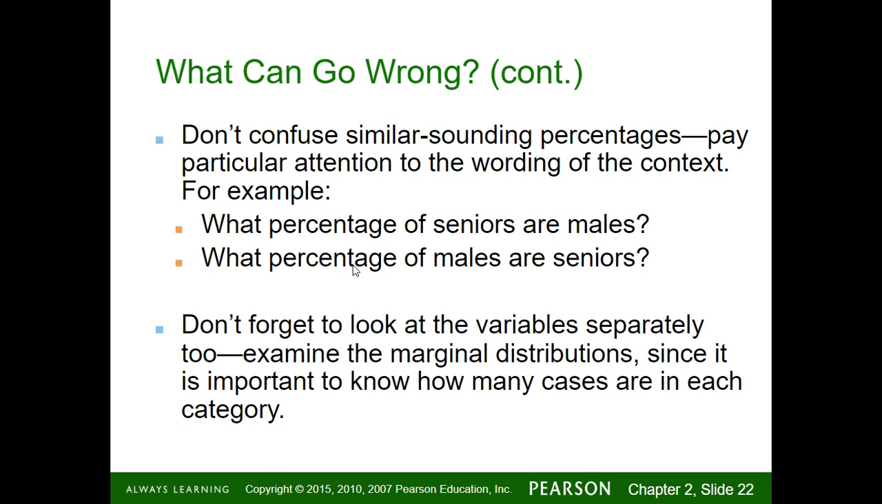This one, what percentage of males are seniors? That's out of the males, so that's probably 700 some people. What percentage of those 700 are seniors? You can see they're two different things, but just flipping the words is very, very important. So take note of that. That's probably going to cause you the most amount of trouble on the homework, I think.